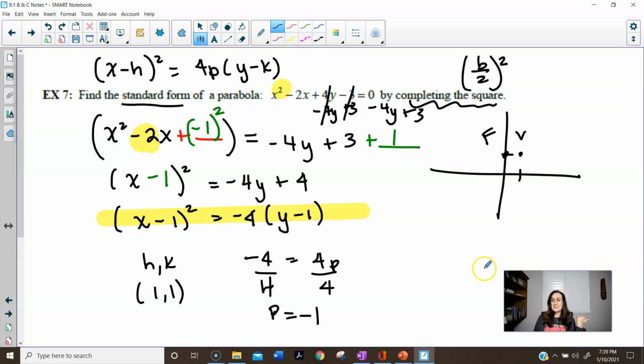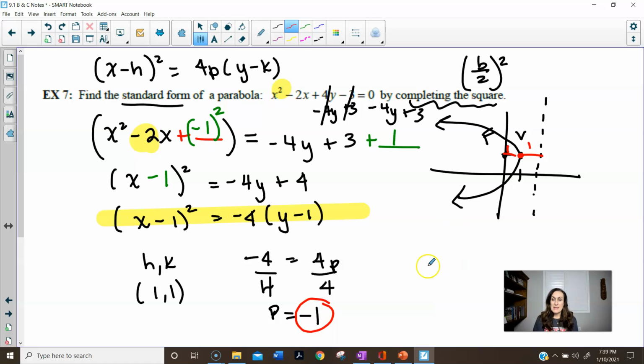And because it's moving to the left, this is going to open to the left. And the directrix is going to be behind it. And we know that the distance from the vertex to the directrix is 1. And the distance from the vertex to the focus is 1. But because this was a negative, we know that it opens left. That's what we mean by directed distance. And there's your parabola. Make sure that you do your reflection question, and then we'll work on ellipses next.